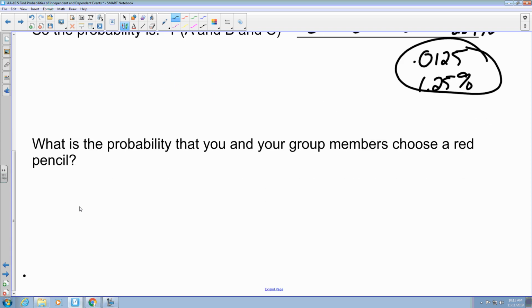All right, here it says, what is the probability that you and your group members choose a red pencil? So same idea. Now it's just red. There were 10 red pencils, so the first person has a 10 in 31 chance. Times it by the next person, making the assumption that the first person already selected a red pencil. That means there's 9 left and 30 pencils total. And then the third one has only 8 red pencils left because the first two, making the assumption that they already selected red pencils, and there are 29 to choose from.